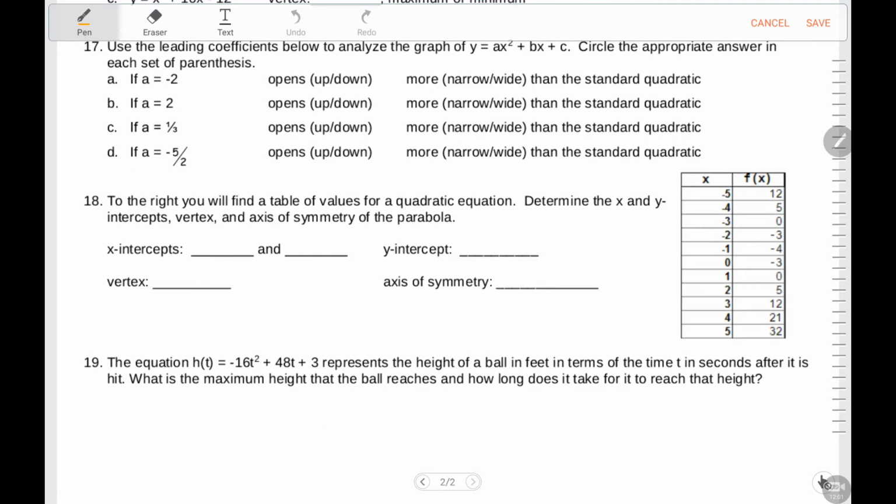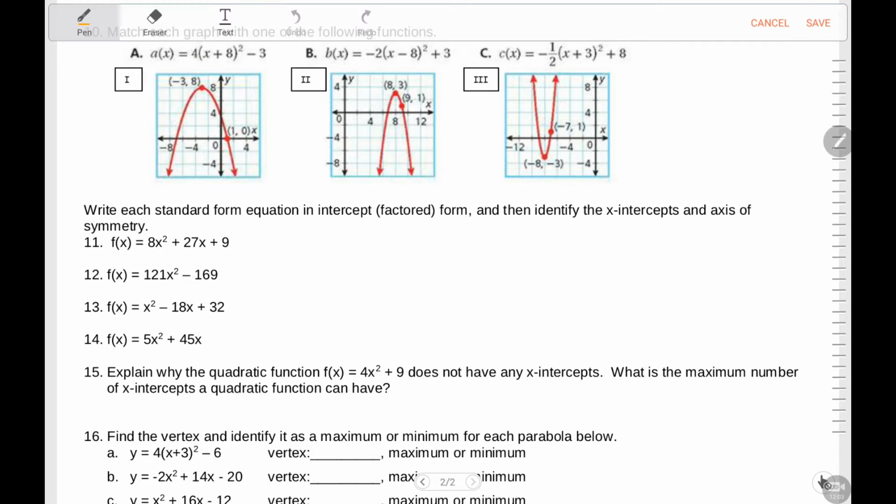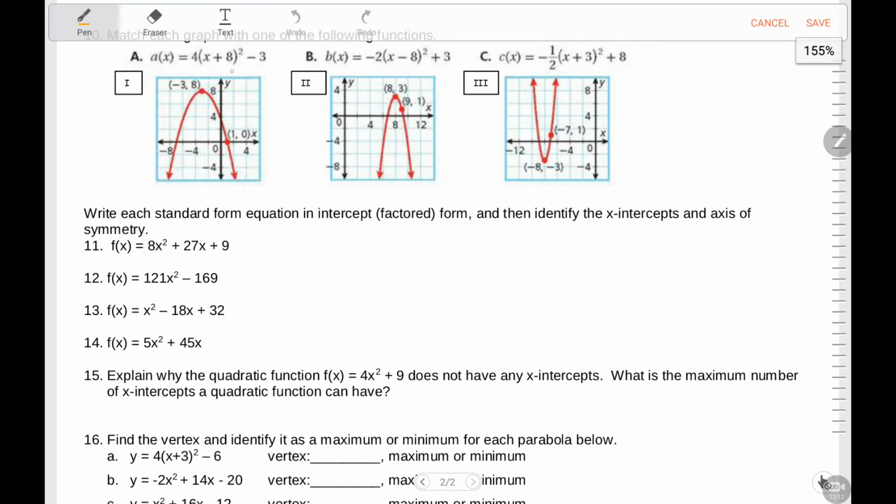So moving on to the next page, or the back. All right, so I know it's hard to see on here, but match each graph with one of the following functions. The easiest way here is it looks like they all have different vertices. So just get the vertex of each one. This one here is -8, -3. We can find that real quick. Can't be this one. That's at -3. -8, -3. It's positive, so this is going up. So that is A.